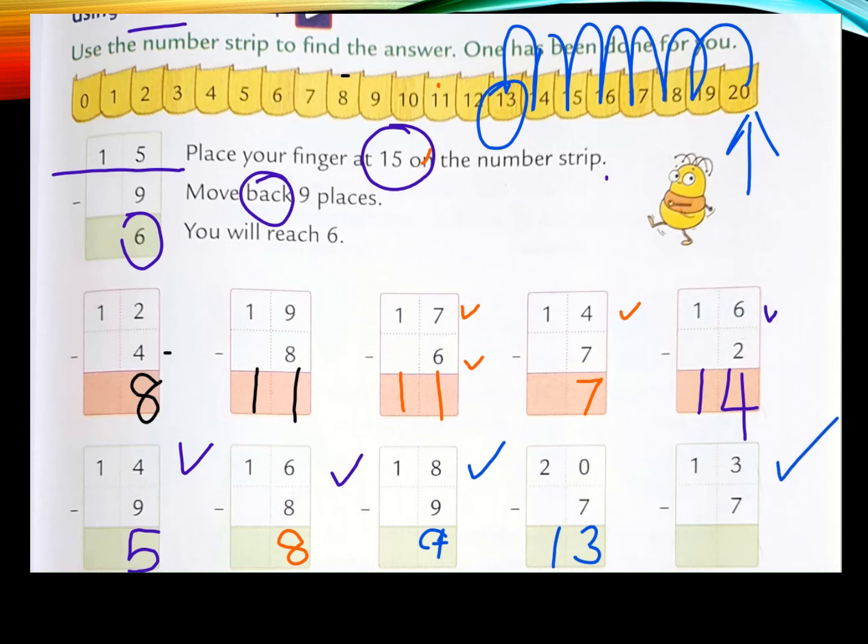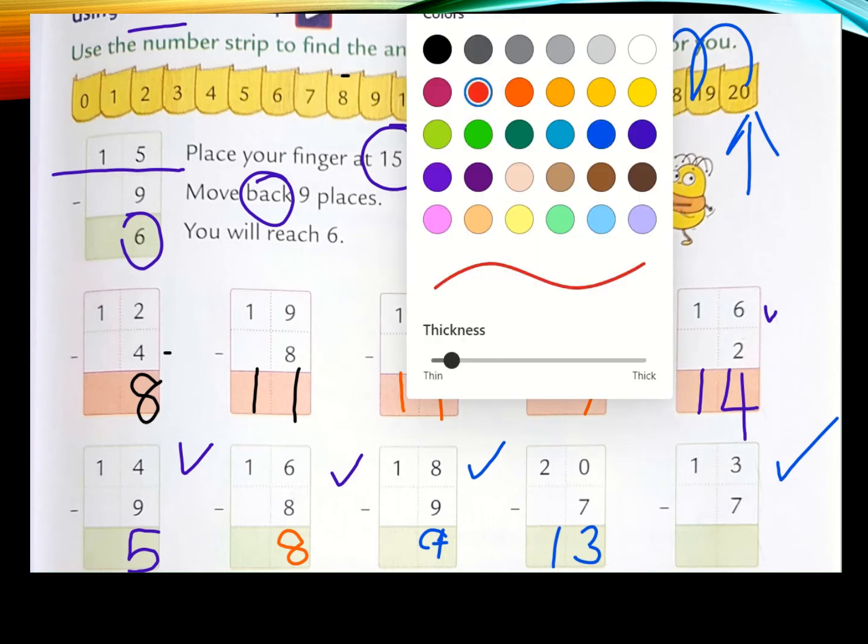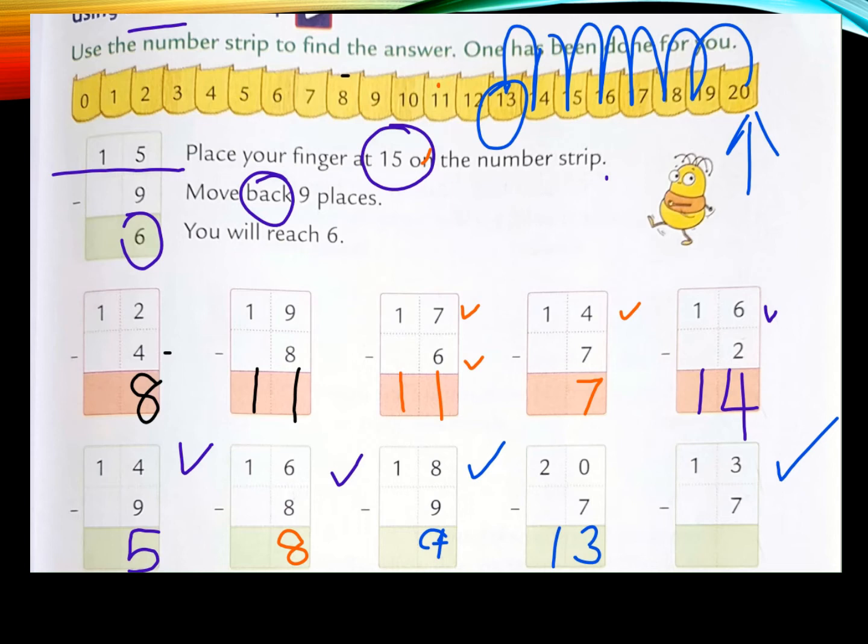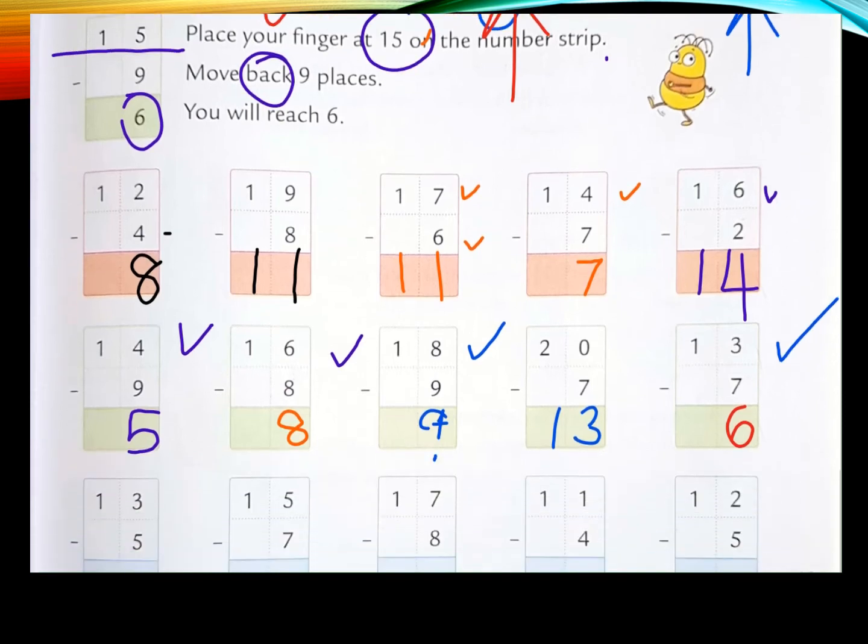13 minus 7. So keep your finger on number 13 and count 7 numbers back. 1, 2, 3, 4, 5, 6, 7. So the answer is 6. Do on your own and then check your answers.